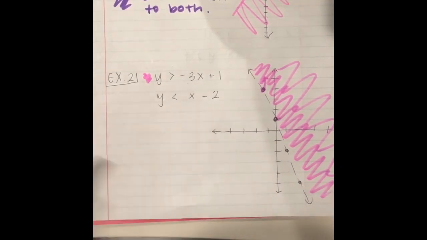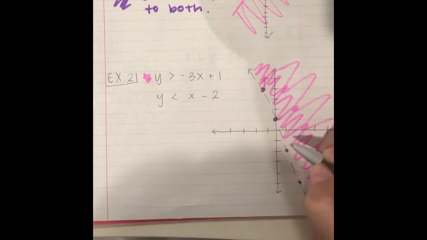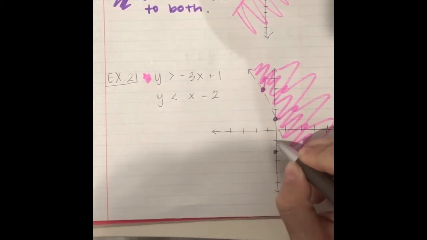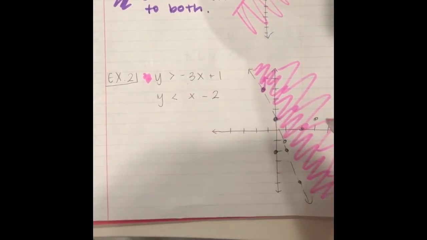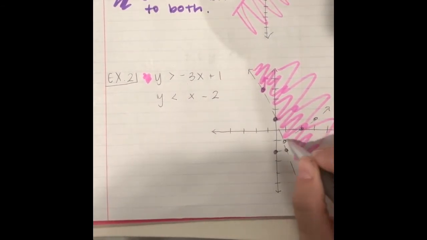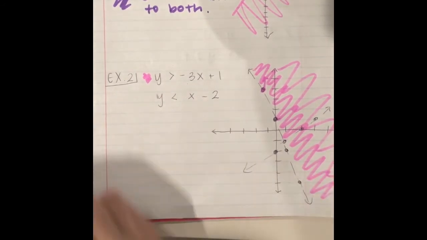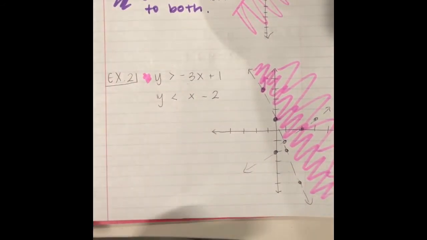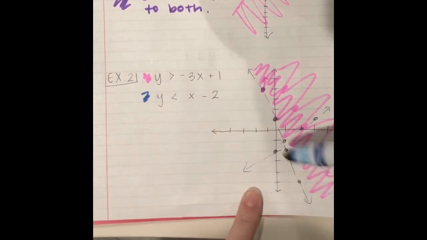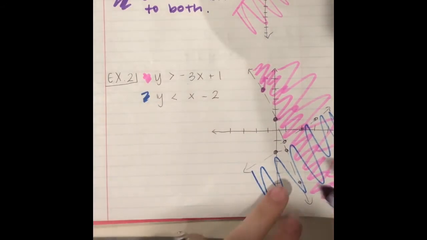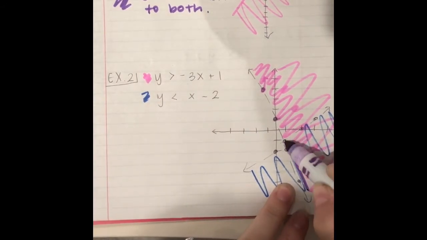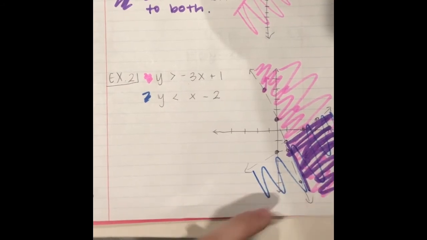And the next one, y is less than x minus 2. So we go to negative 2. And my slope is up 1, over 1, up 1, over 1. It also doesn't have the or equal to, so it's also getting a dashed line. Okay? And we want everything less than that line. So the overlap is all of that.